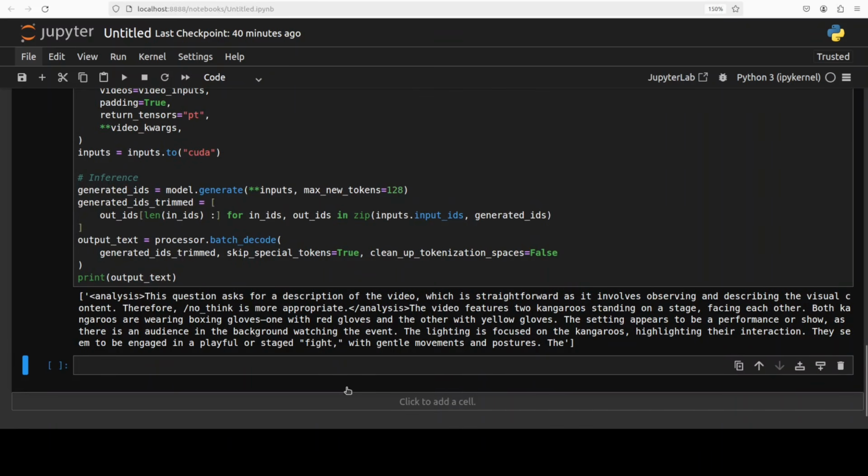So fairly quick, and the same amount of VRAM because the model is fully loaded onto the GPU. And it is talking about the question asks for a description of video, straightforward, as it involved observing and describing the visual content. And no think is more appropriate. Yes, the video features 2 kangaroos standing on a stage facing each other. Both kangaroos are wearing boxing gloves. So very nice. So see, there are also some audience. Lighting is focused on kangaroos, so it is capturing the whole movement there.